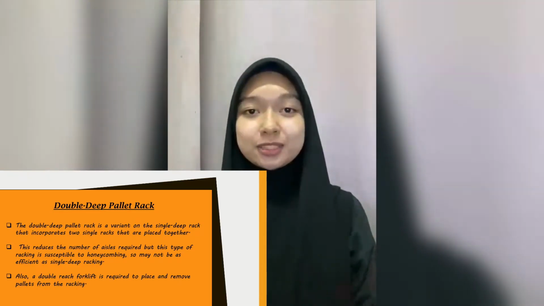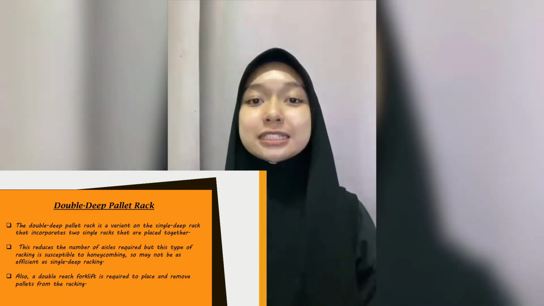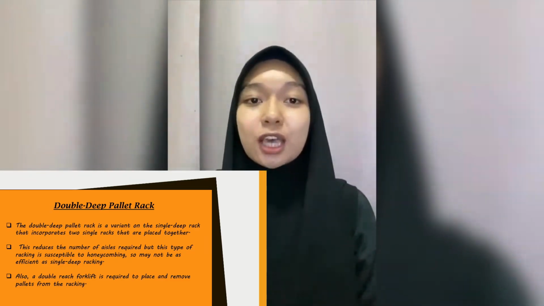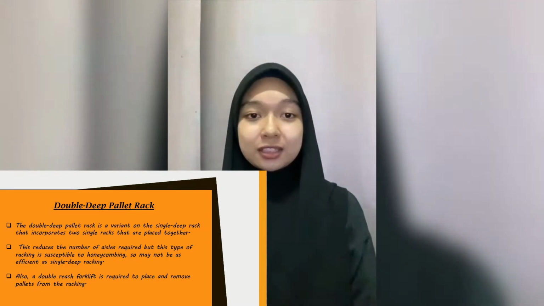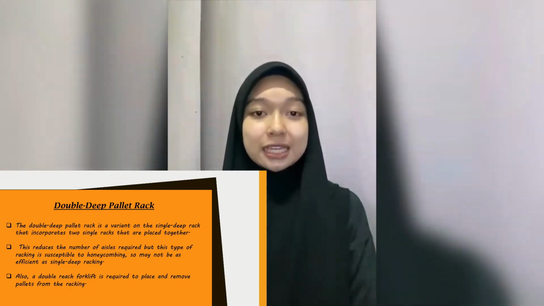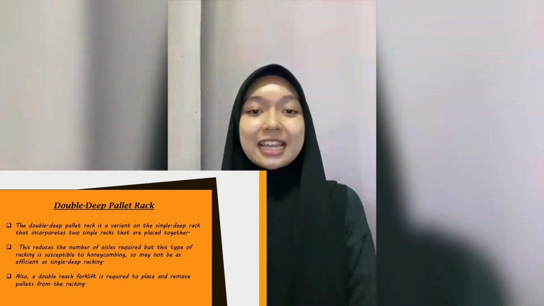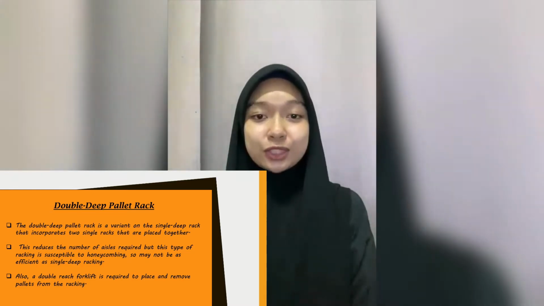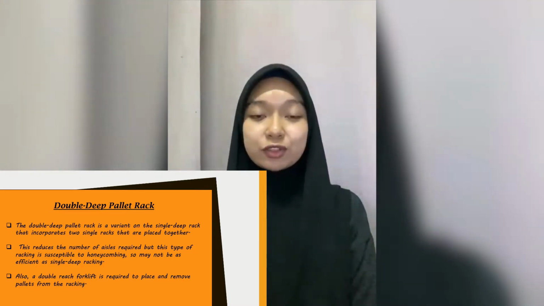Next one is about double deep pallet rack. Double deep pallet rack is a variant on the single deep rack that incorporates two single racks that are put together. It reduces the number of aisles required, but this type of racking is thus prone to honeycombing. Last but not least, a double reach forklift is required to place and remove pallets from the racking.